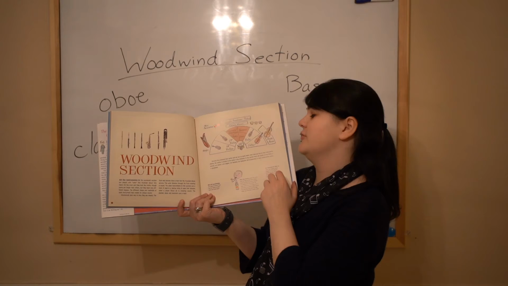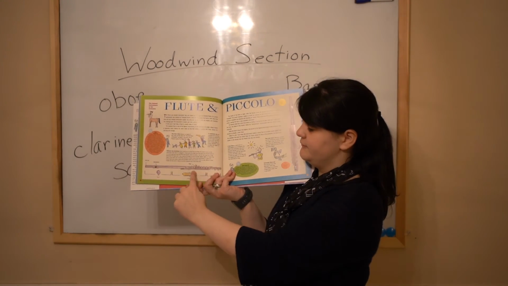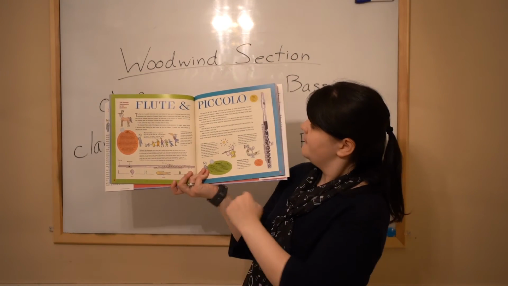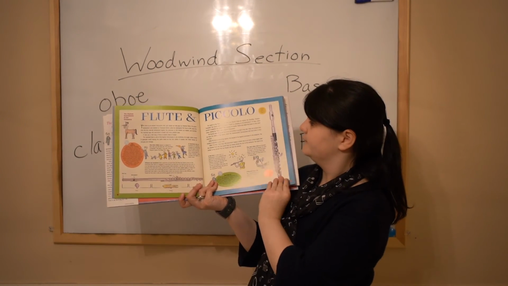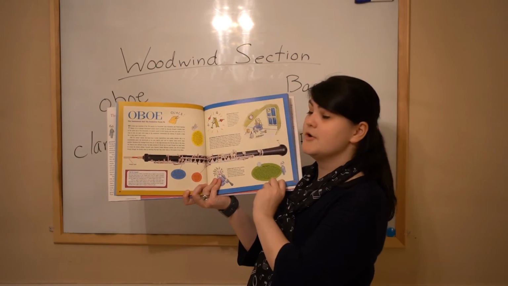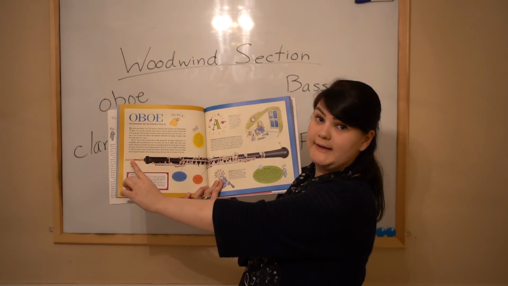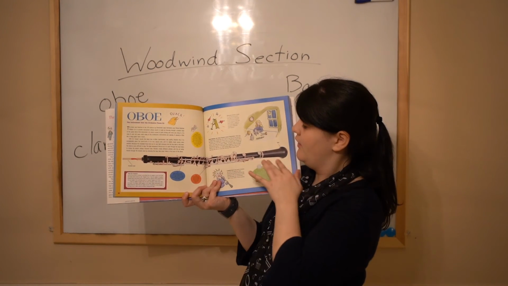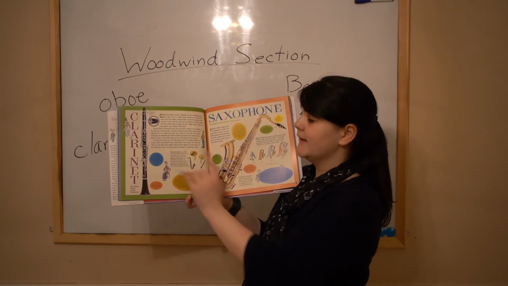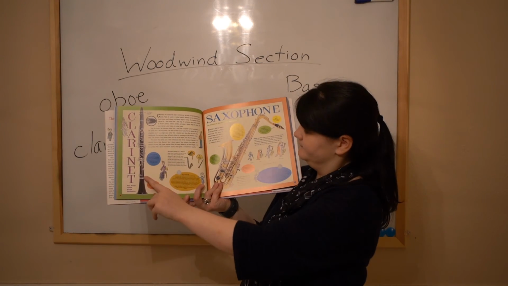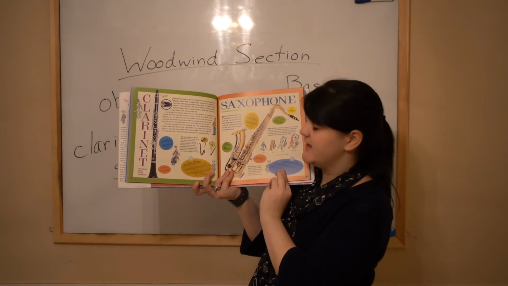Let's look at a few pictures. This is a flute and a piccolo, which is like a very small flute. Here's an oboe. This is a good picture of a reed right here, and then it's a long instrument. A clarinet. A saxophone. This one kind of has a curve on it. Almost looks like the letter J.